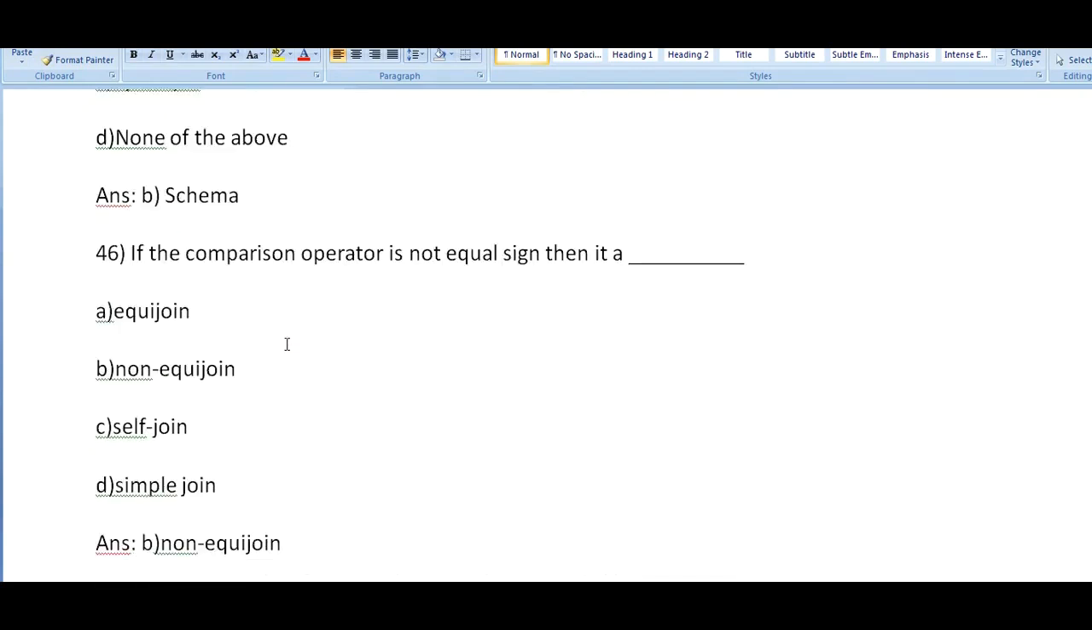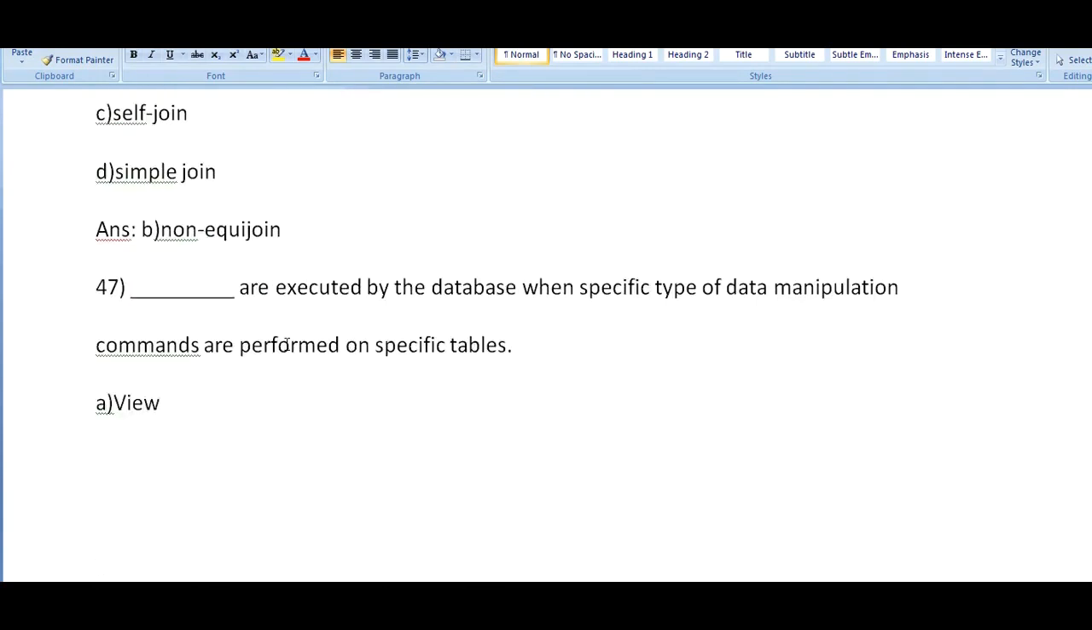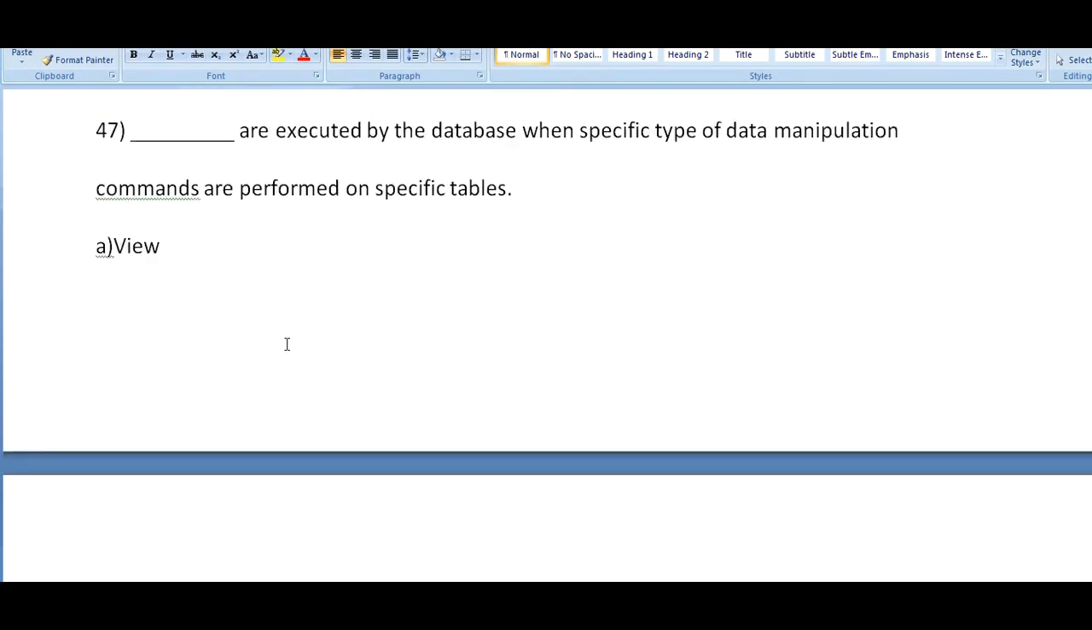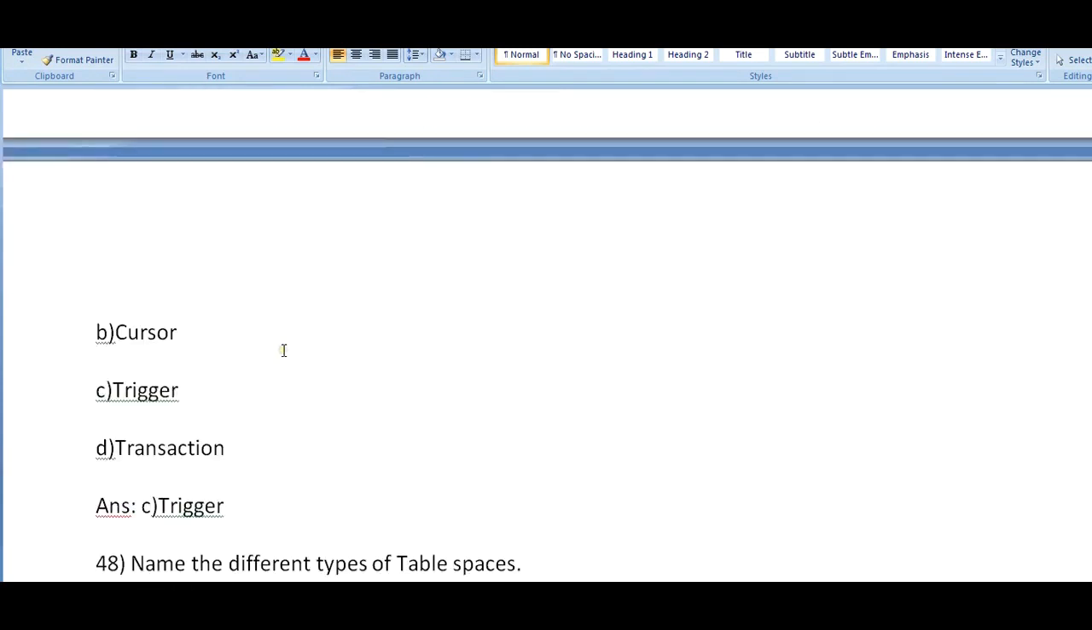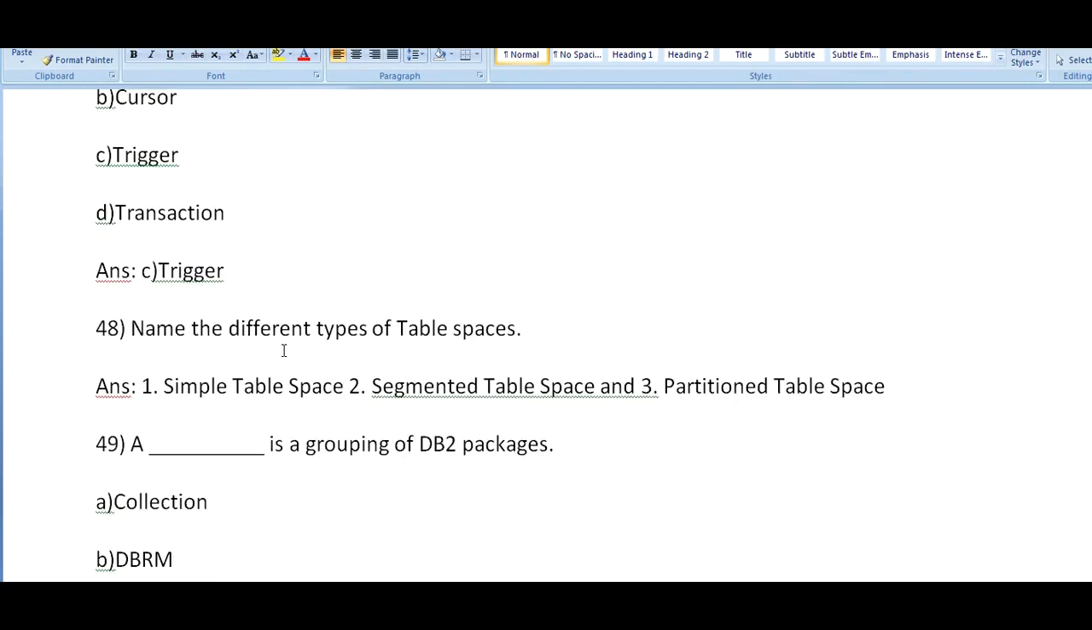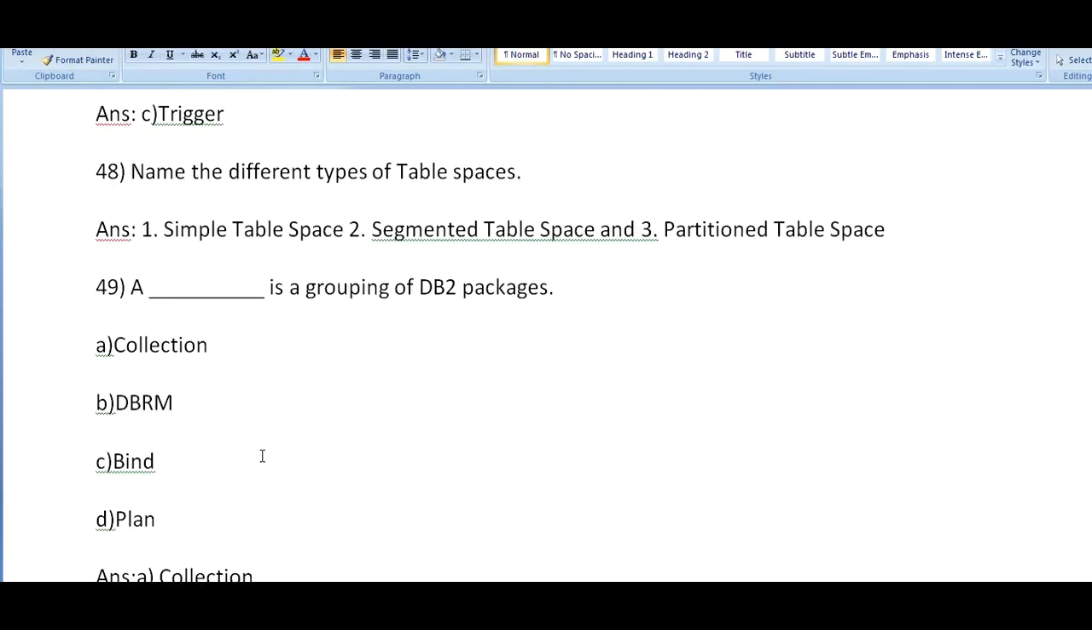If the comparison operator is not an equal sign, then it is a non-equi-join. Dash are executed by the database when specific types of data manipulation commands are performed on specific tables. It's trigger. Name the different types of table spaces. Simple table space, segmented table space, partitioned table space. And these are the three different types of table spaces.